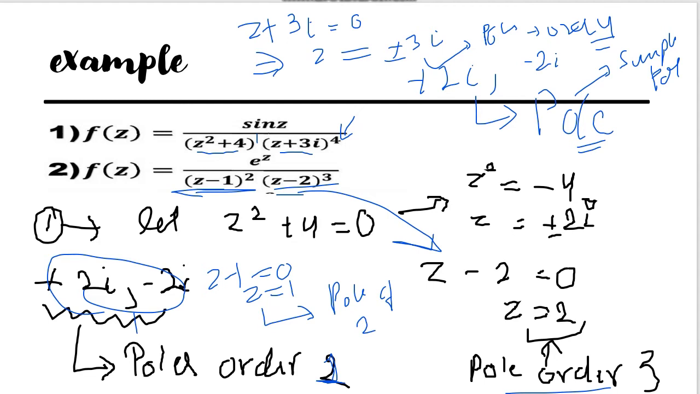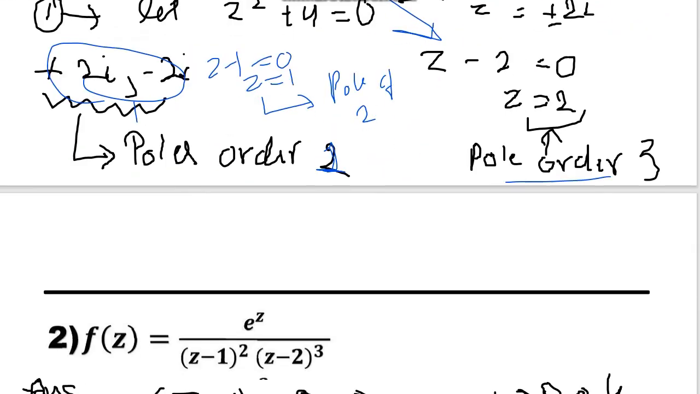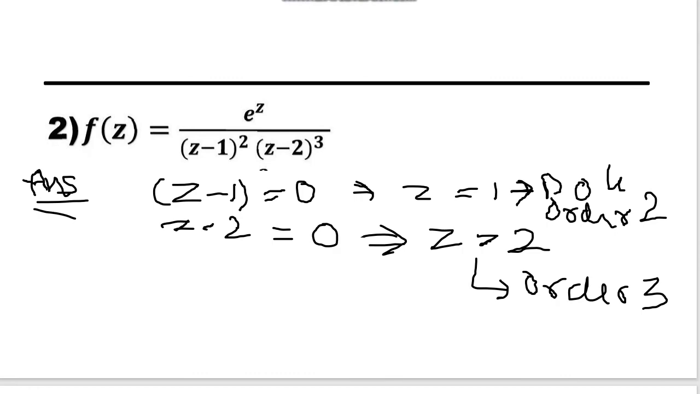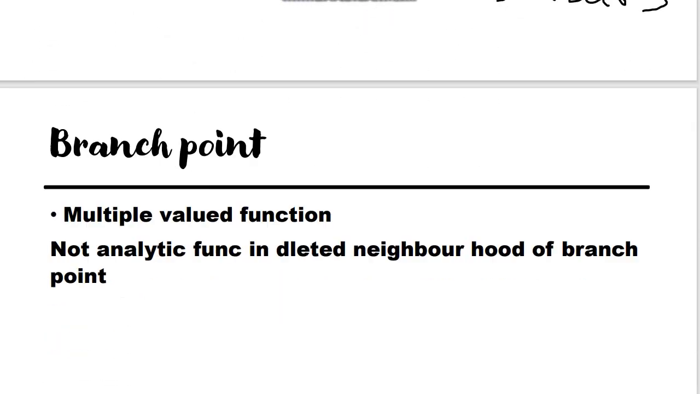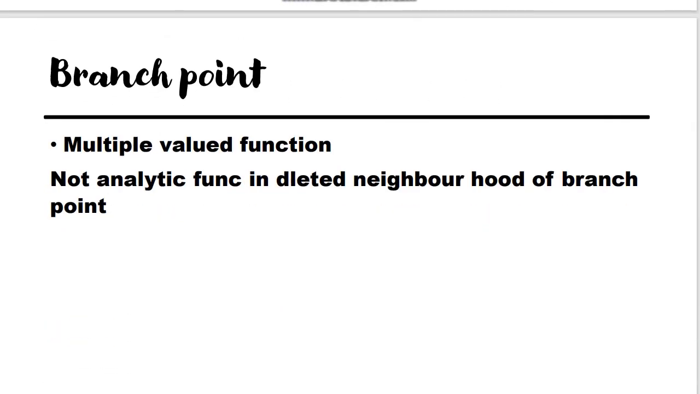First point, a pole is always in the denominator. Substitute the parts of the denominator equal to 0, and we will obtain a pole. And if the order is 1, then it is known as a simple pole. Moving to the next, this is the example which we already discussed.